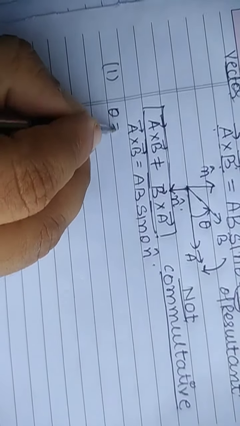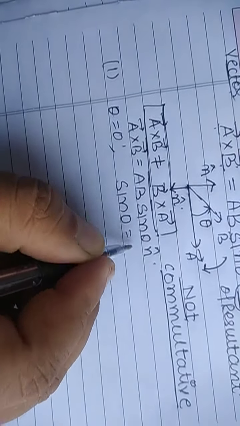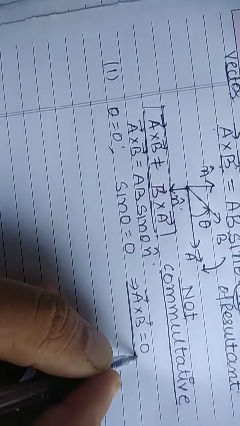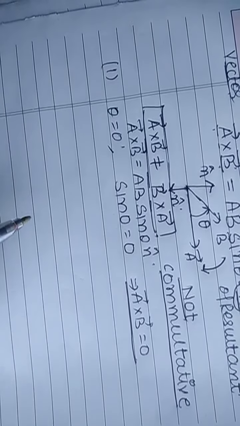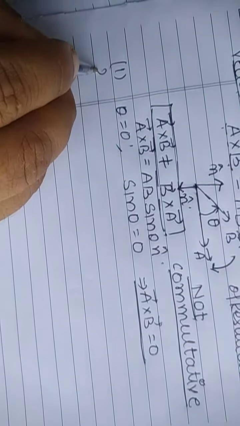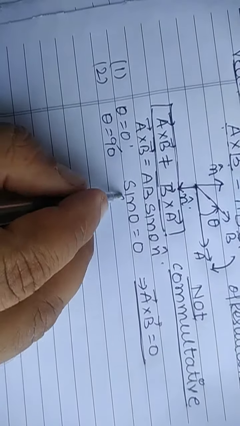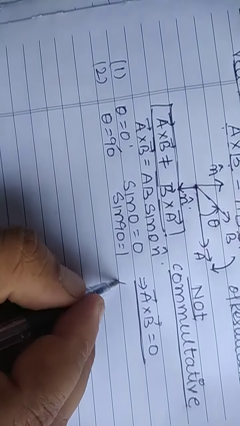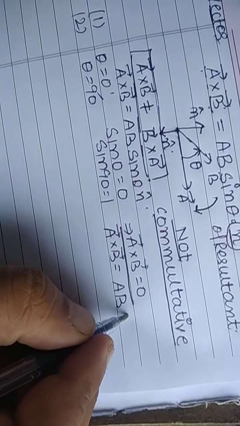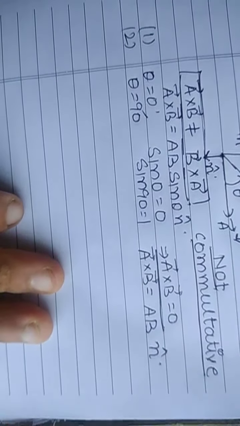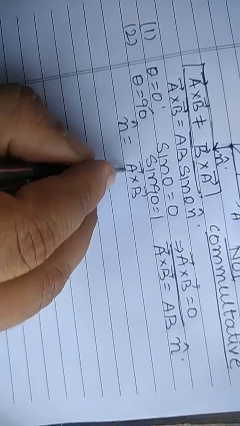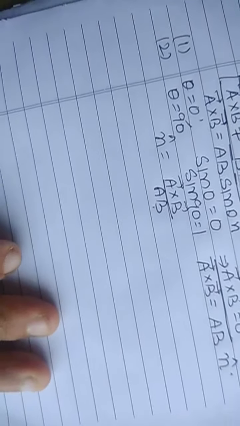Now there are two cases. If theta I take 0, then sin 0 will be 0. It means A vector cross B vector is equal to 0. It means for two collinear vectors, cross product is always 0 since these vectors are parallel. If I take theta 90, now sin 90 is 1. In that case, A vector cross B vector will be equal to magnitude of A, magnitude of B, sin 90 is 1 into n cap. From this we can find n cap will be equal to A vector cross B vector divided by A into B.